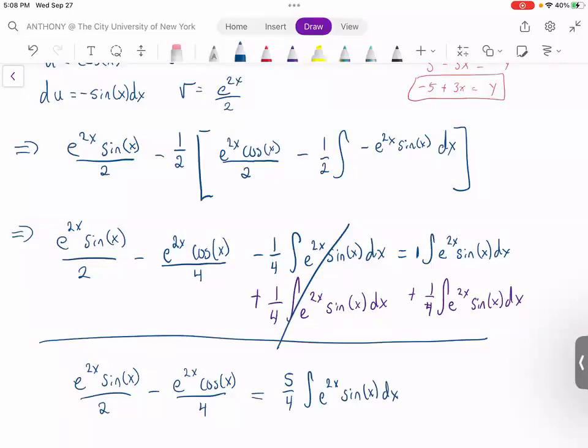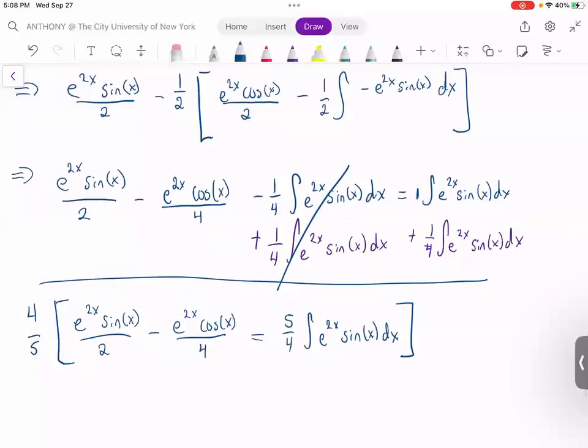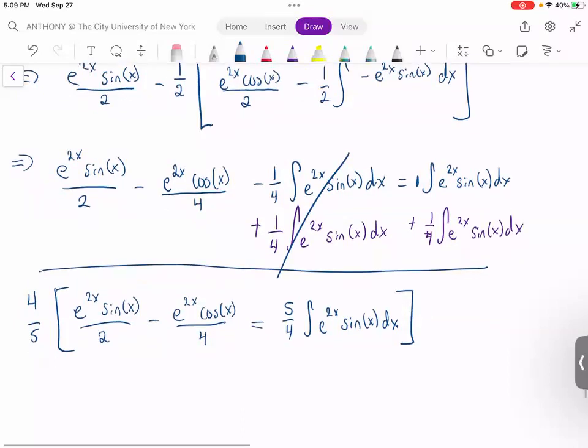But again, I don't want 5/4 of that integral. I just want 1 of that integral. So I have to multiply by the reciprocal of 5 over 4 on both sides of the equation. So this answer would become, if I multiply 4/5, we could do a little bit of simplification. 4 over 5 times e to the 2x sine of x over 2. What happens with the 4 over 2 part? That becomes 2.